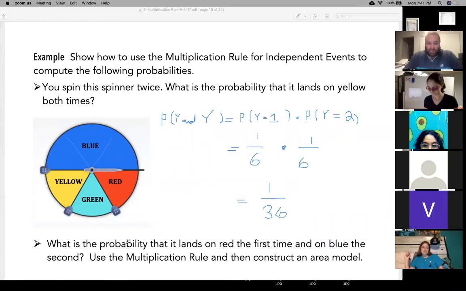Now, what is the probability that it lands on red the first time and on blue the second time? And Megan, I'm going to give you the chance to get this one.